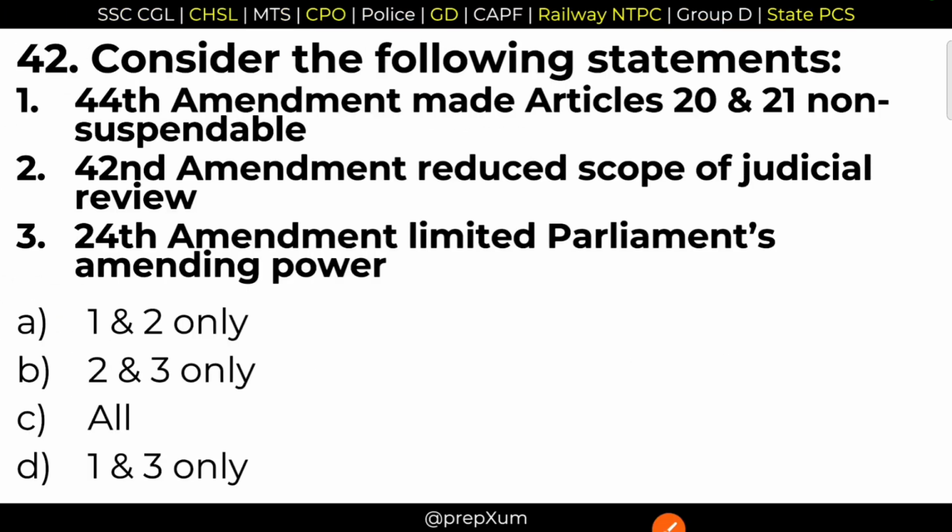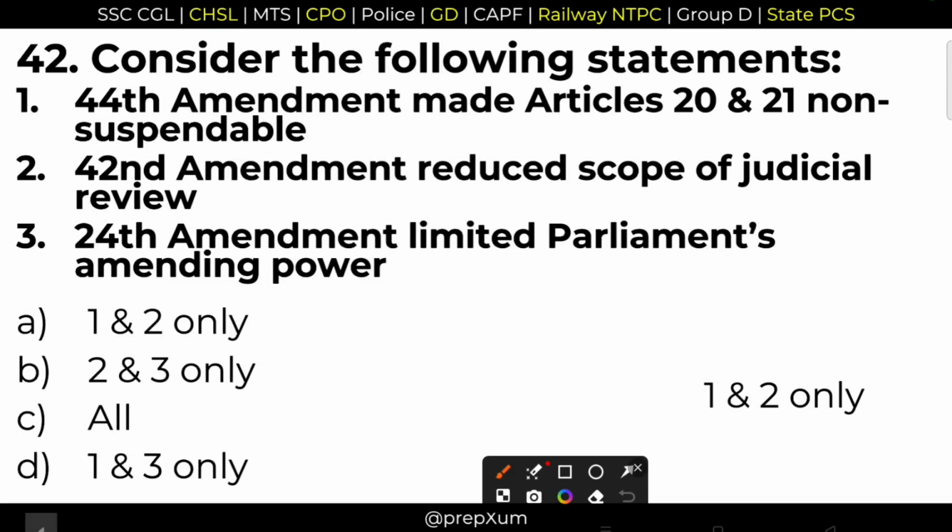42. We have a difficult question. First statement. 44th Amendment made Article 20 and 21 non-suspendable. It's right. 42nd Amendment reduced scope of judicial review. This one is also correct. Statement 3. 24th Amendment limited Parliament's amending power. No, the third one is not correct. So option number A should be the right answer here. 1 and 2 only. Yes, 1 and 2. Both statement 1 and statement 2 are correct. So option number A is the right answer for this question.